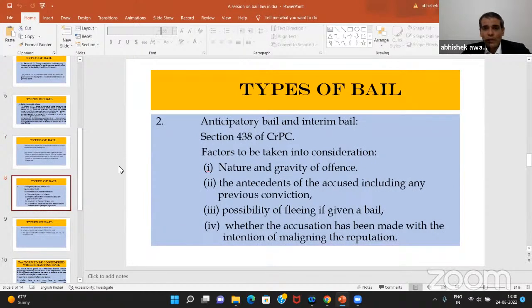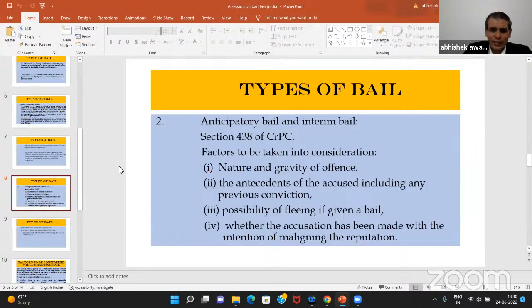Types of bails. Again, now we come to the second types of bail. First was the regular bail. Now we come to anticipatory bail and interim bail. What is an anticipatory bail? Anticipatory bail means whenever a person has reasonable grounds to believe that he may be accused of a non-bailable offense, he may approach the Court of Sessions or the High Court seeking a direction that whenever the police takes him into custody, he should be released on bail, provided he is in a position to give bail at that moment. So this is what 438 deals with, anticipatory bail.